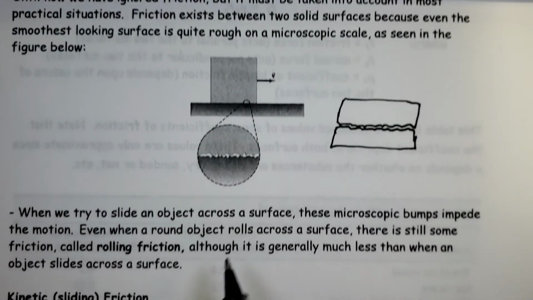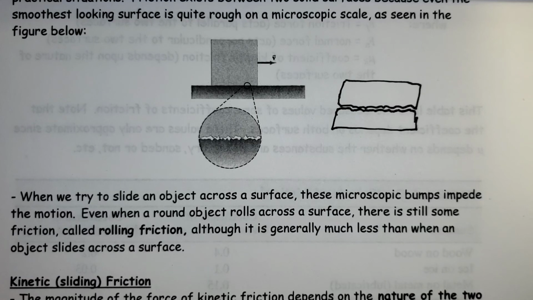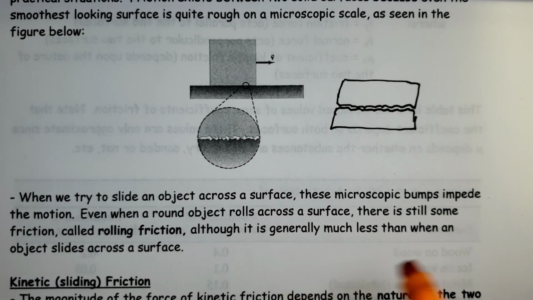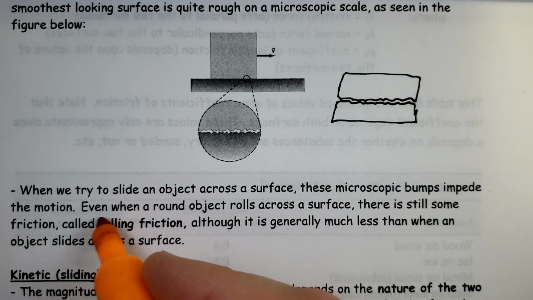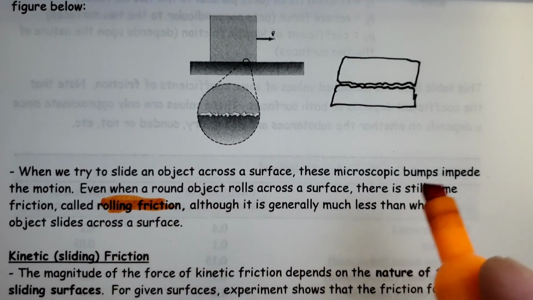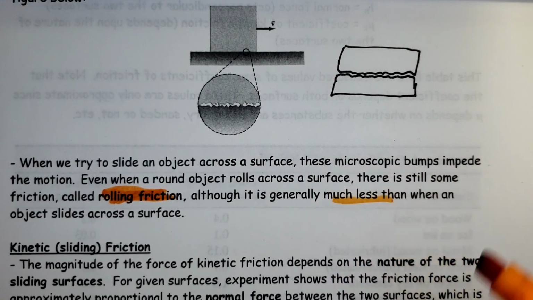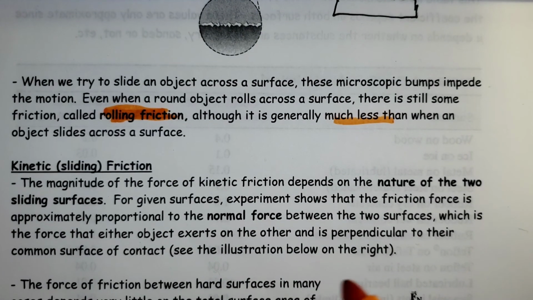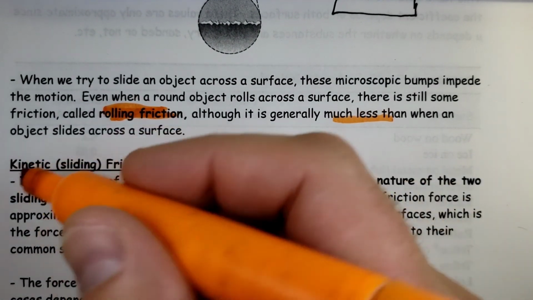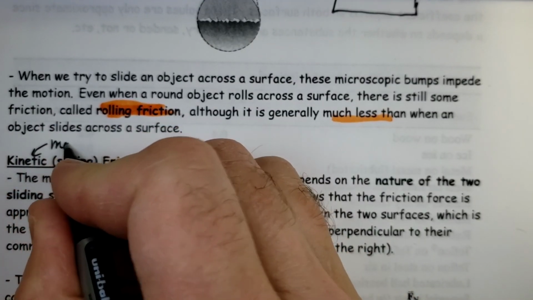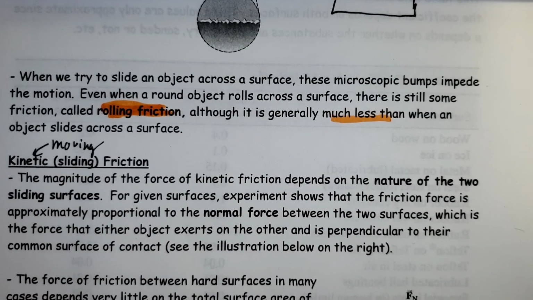So when we try to slide an object across a surface, these microscopic bumps impede the motion. Even when a round object rolls across a surface, there's still some friction, called rolling friction, due to a spherical shape moving along a flat surface, although it's generally much less than when objects slide across the surface. We'll take a look at two different types of friction here. First one, kinetic friction. The word kinetic implies moving. So it's the friction that results due to objects moving across each other.